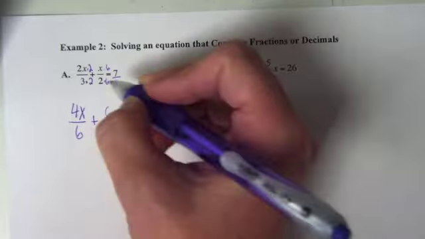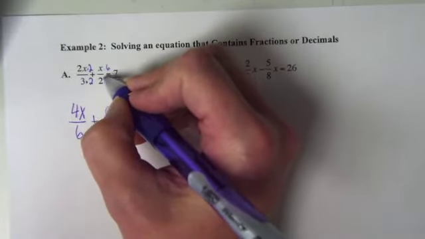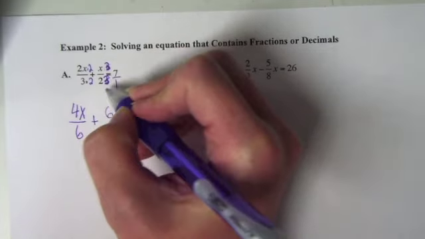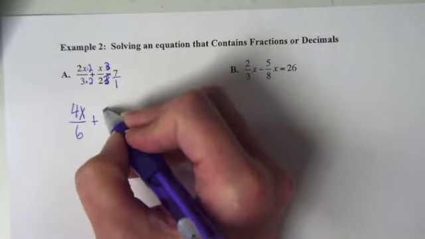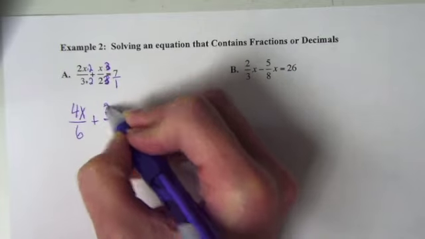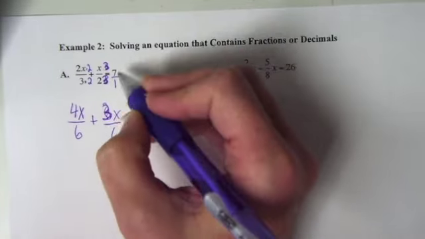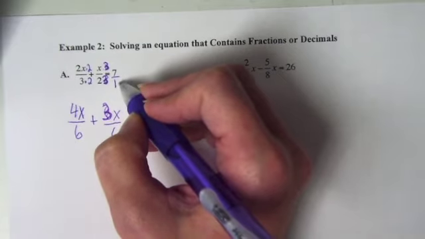Oh, not by 6, I'm sorry, I messed up there. We need to multiply that by 3. Sorry about that. We'll multiply that by 3, because 2 times 3 is 6. So that's going to give us 3x over 6. All right, and then this is the one, I'm sorry, I was thinking ahead last time.